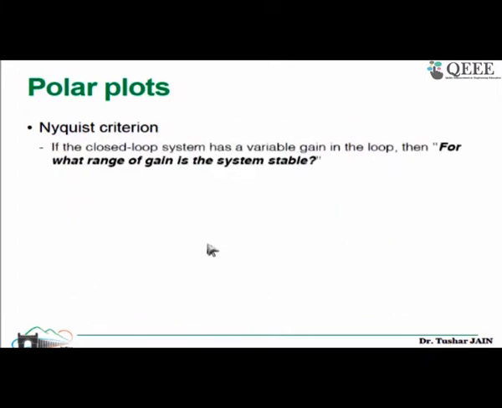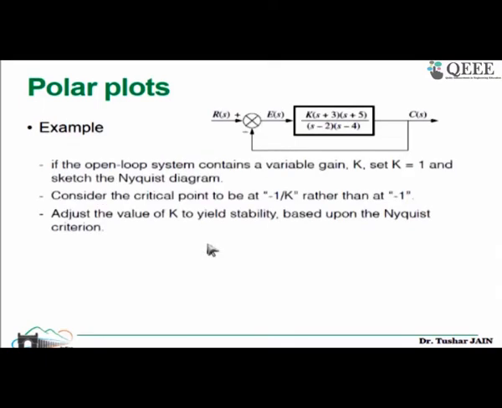Now if the closed loop system has a variable gain in the loop, for what range of gain is the system stable? Our main interest from the beginning is to see the range of some unknown parameters, either in the controller or the gain in the plant, for which the system is going to be stable. The question arises: using this Nyquist criterion, how can I compute that range? Let's see this example.